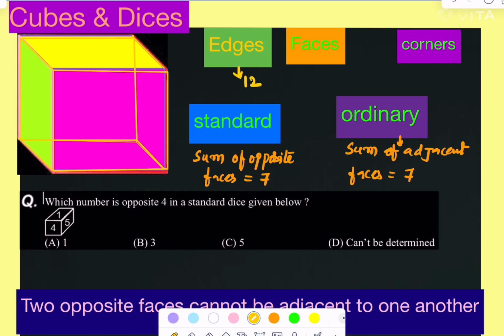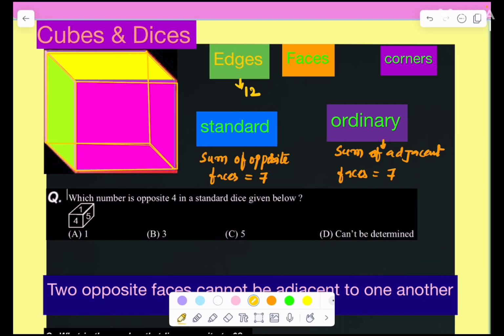And how many faces are there? We'll check it once. Front, back, one, two faces, and left, right, two faces are there. Totally 6 faces are there. And corners, how many corners or vertices are there? In the front view 4 corners are there. In the back view also 4 corners are there, so 8 corners in total.